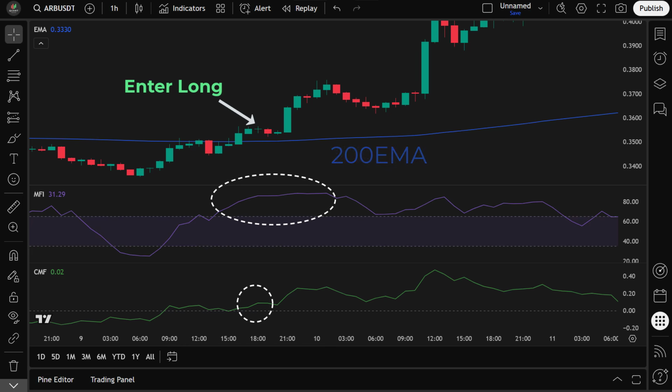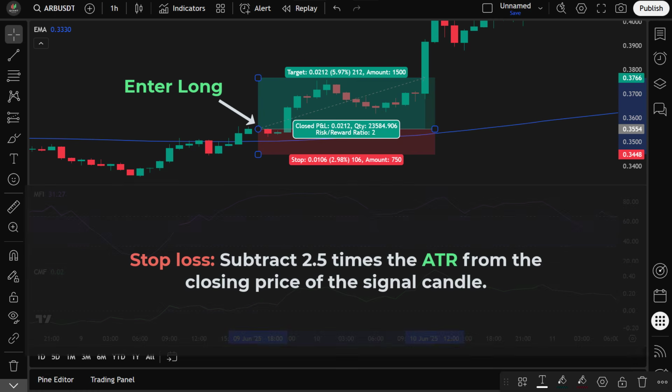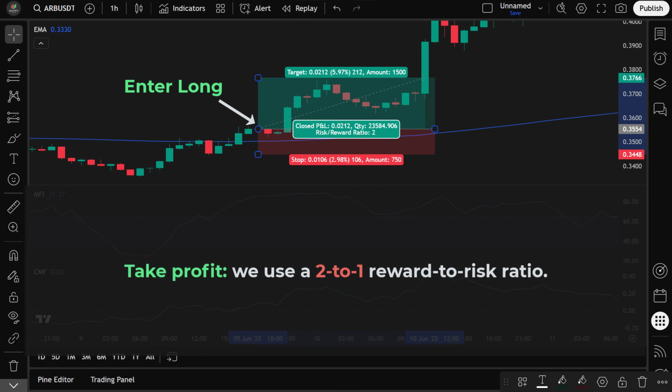After entering, we set the stop loss just below the low of the signal candle. To give the trade some breathing room and avoid being stopped out by normal market fluctuations, we subtract 2.5 times the average true range, ATR, from the closing price of the signal candle. For our take profit, we use a 2-to-1 reward-to-risk ratio. This means that once the price hits our target level, we exit the trade and secure the profits.